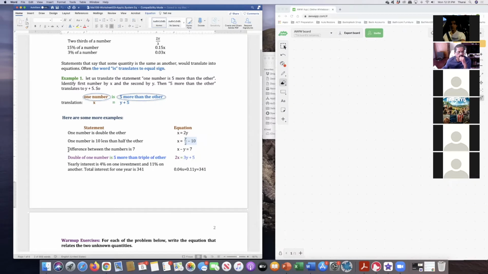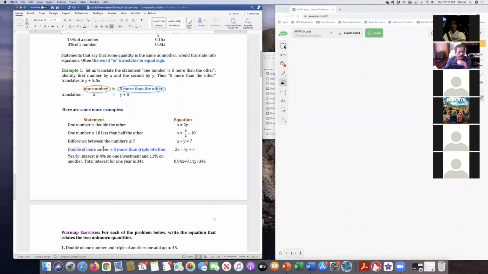Let's look at the next one. Difference between the numbers is 7. So difference between the numbers will be X minus Y. The numbers are X and Y, difference is X minus Y. So X minus Y is equal to 7. The word "is" translates to equal to.